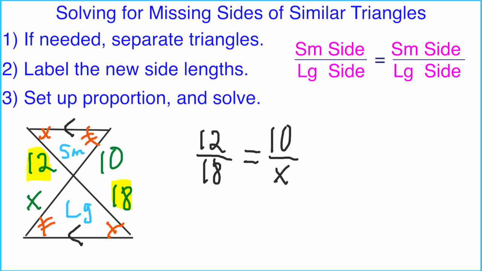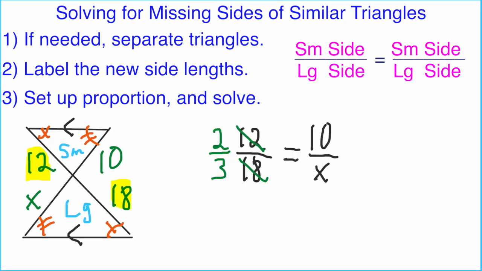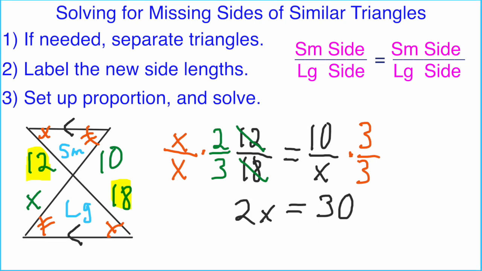Reducing at the start of a problem is almost always your best strategy. So if I divide 12 and 18 by 6, I get 2 over 3. Now I just need to multiply the left side by x, the right side by 3. Now I'm left with 2x equals 30, and go straight to x equals 15.